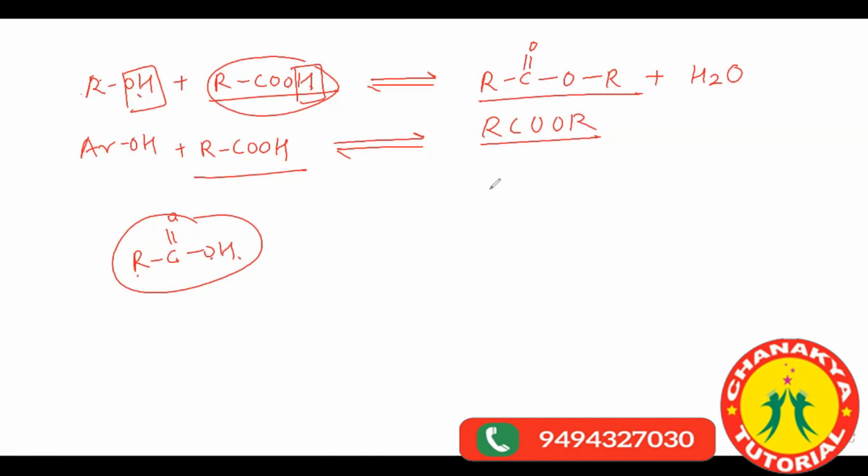Okay. Understood? Yes, ma'am. Most of the time it can be written as ROCOR. In this way it would be written, but the actual way of denotation would be this: R, C double bond O, OR. Fine. The same way, aromatic, meaning phenol, would also react in the same way, only instead of R there would be an aromatic ring: Ar, C double bond O, OR, plus H2O.